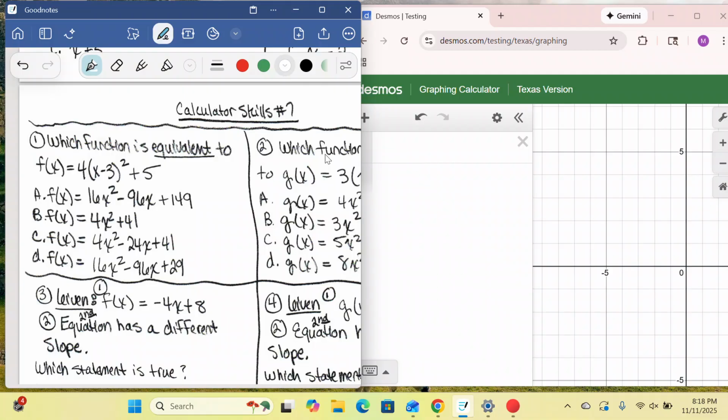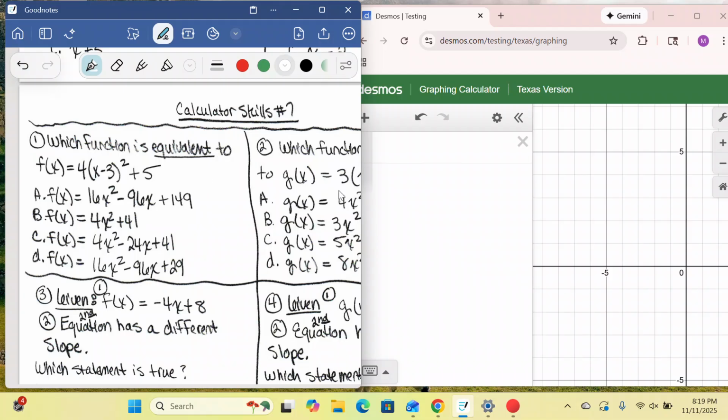And do be careful, because the questions that I create mirror our state test, but in addition to that, I might put no answer, or I might put one answer or two answers or three answers. So you've got to make sure you double check all your work. So which function is equivalent?